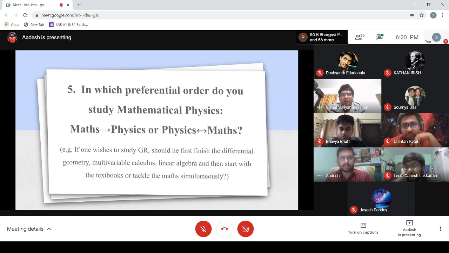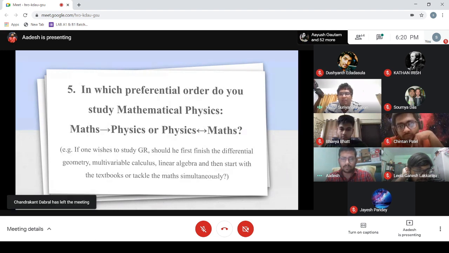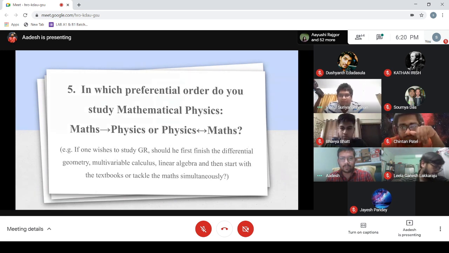I have a paper in hand which shows it. I can share it in the link if required. It shows a problem in general relativity which had to be solved through learning more mathematics. I think I'll share that in the chat box now.